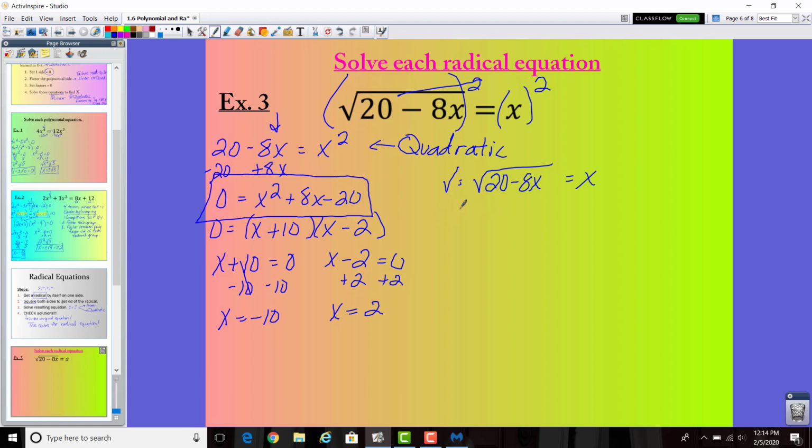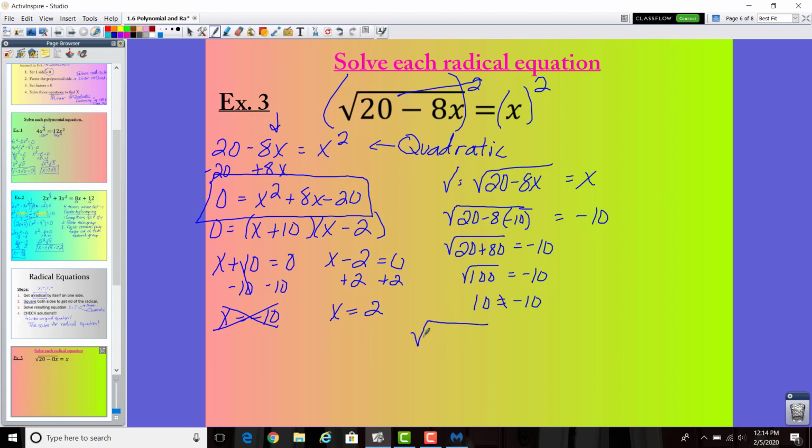So if I'm checking negative 10, I'm going to get the square root of 20 minus 8 times negative 10 has to equal negative 10. That gives me the square root of 20 plus 80, which gives me the square root of 100. And since I want the positive square root, that is 10. 10 does not equal negative 10. So this is an extraneous solution. It is not a solution to our radical equation. It will not work. Okay?